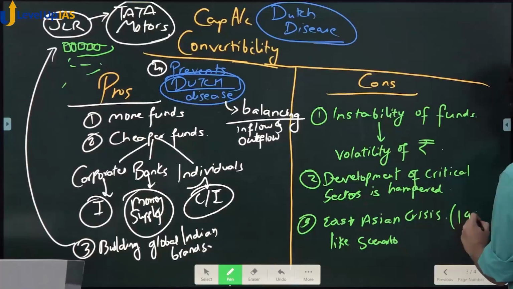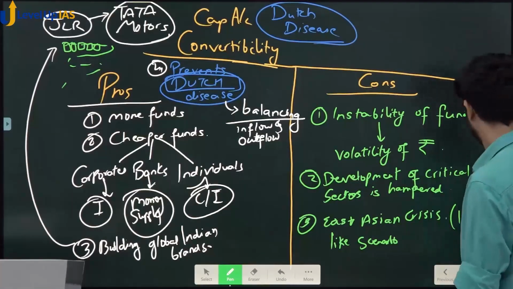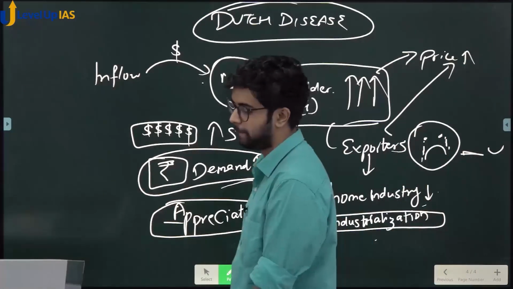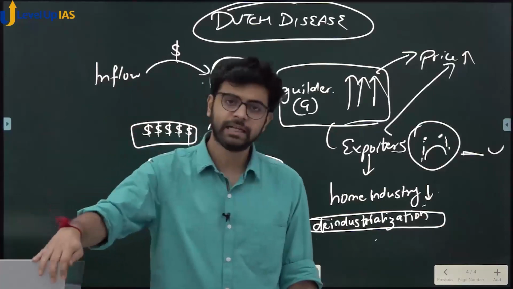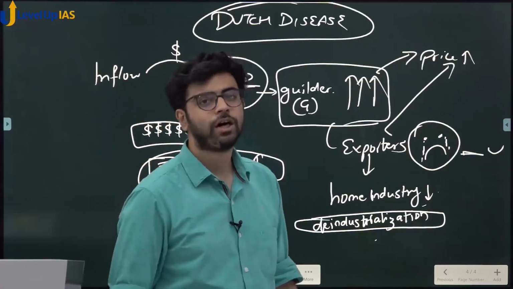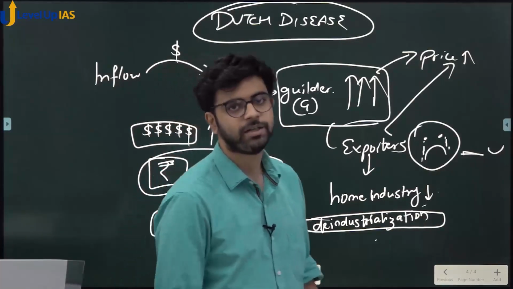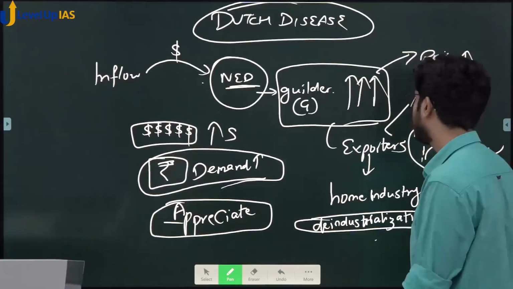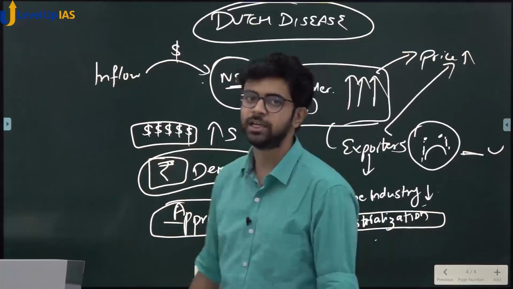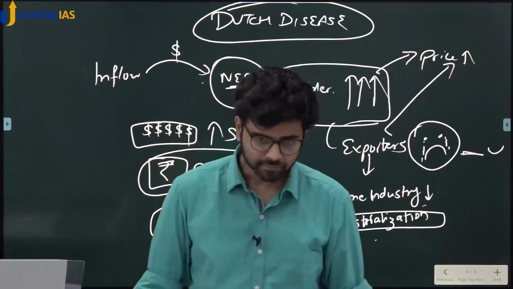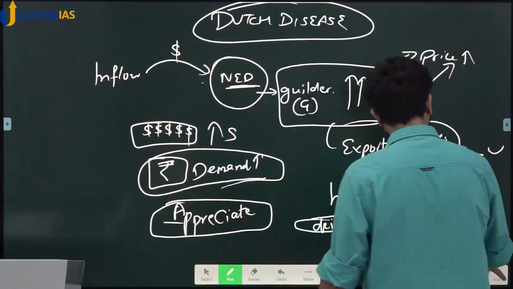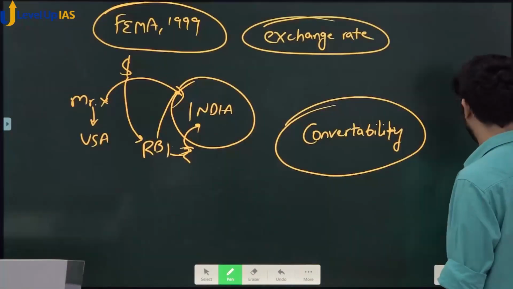This happened in 1997, the East Asian crisis. India was not that affected by the East Asian crisis, because we had just opened up our economy. 1991 LPG reforms, and in 1994 we made the current account fully convertible. So we were still shielded, and I told you RBI has always been shielding India from the external shocks which are given by foreign investors. Okay. So we saw the pros and cons of convertibility.